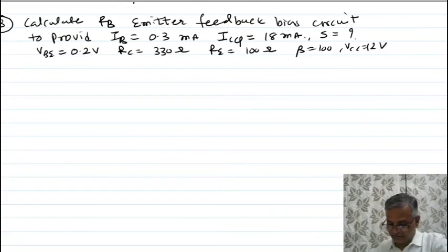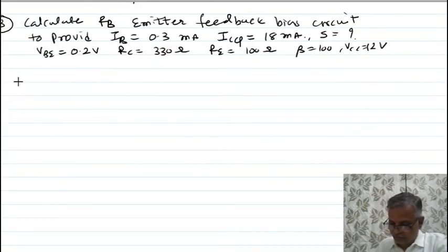Listen to the question. Calculate the value of the base bias resistor to provide the base current 0.3 milliampere, to locate the collector current at the Q point at 18 milliampere. Also calculate the value of S. This data they have given.